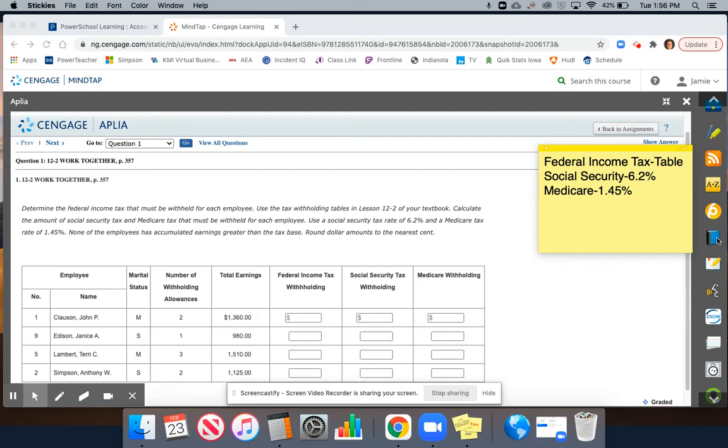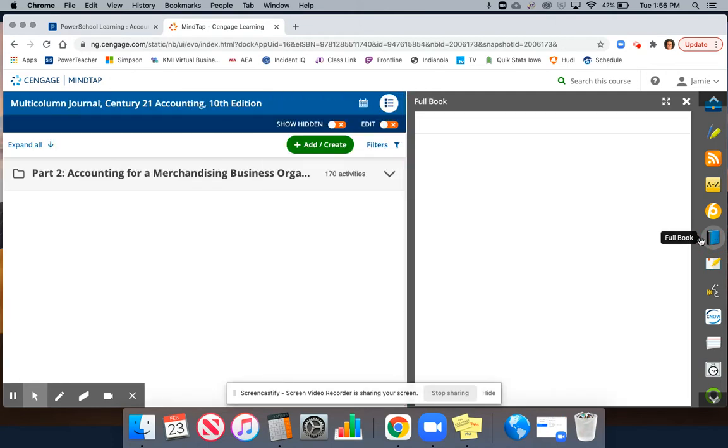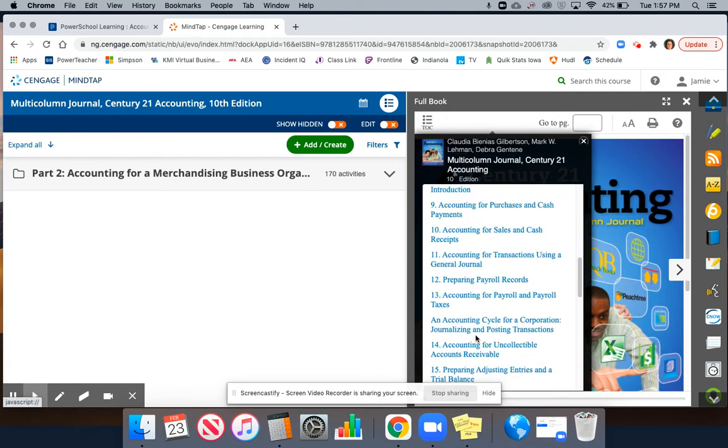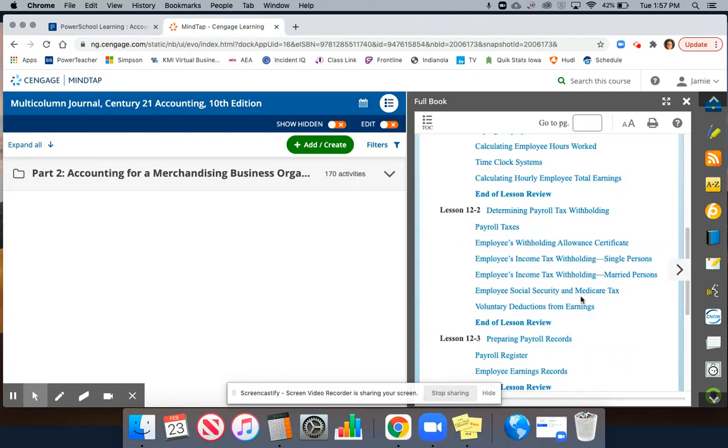To get our book pulled up and find the tables that we need, you'll go to full book over here, and then go to chapter 12 in the table of contents. Then we need either the single persons or the married persons table. That is important. That is how you find those.